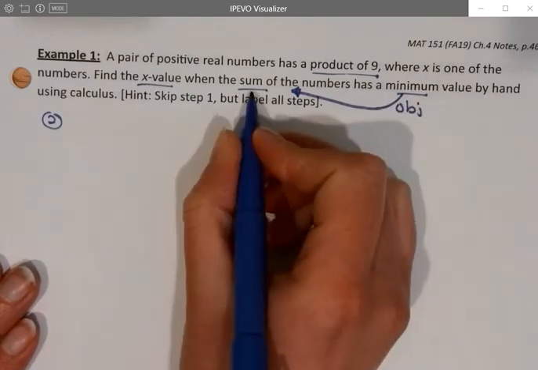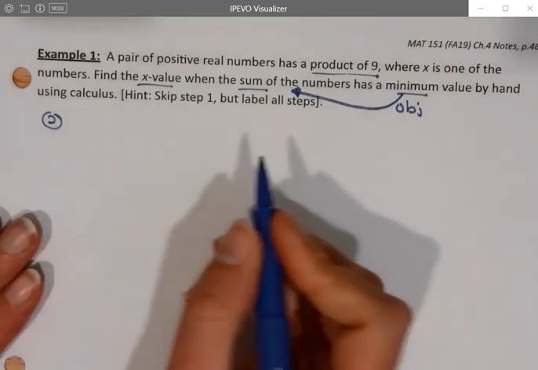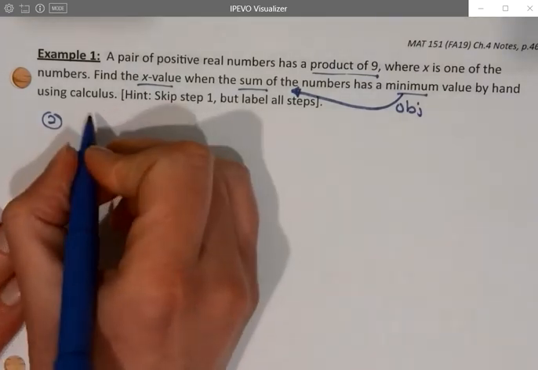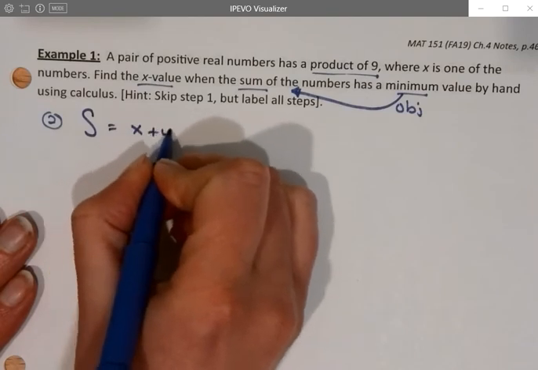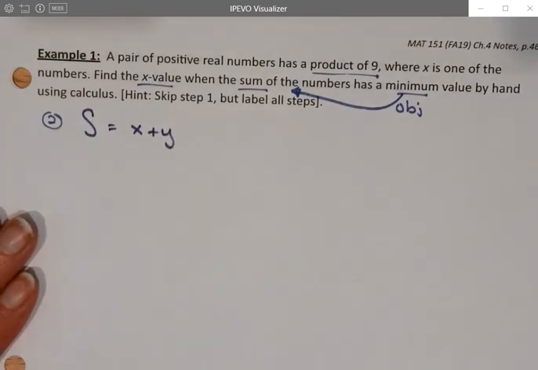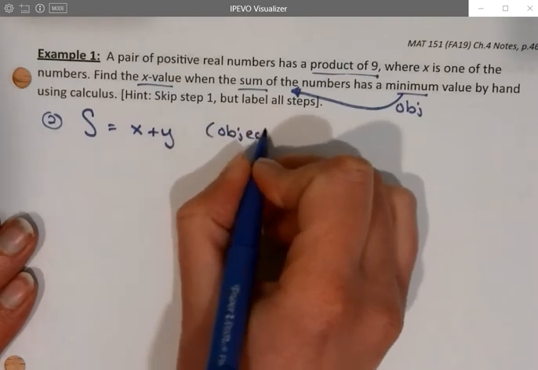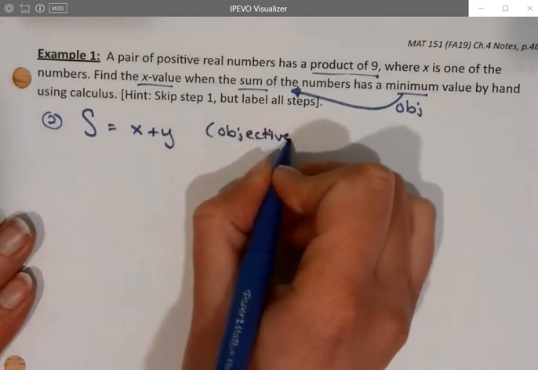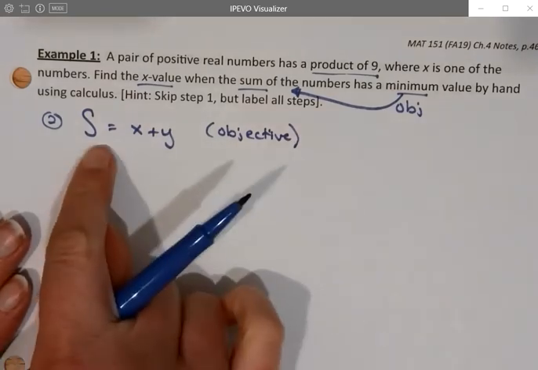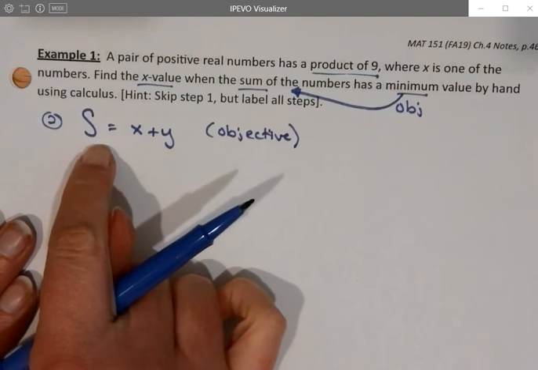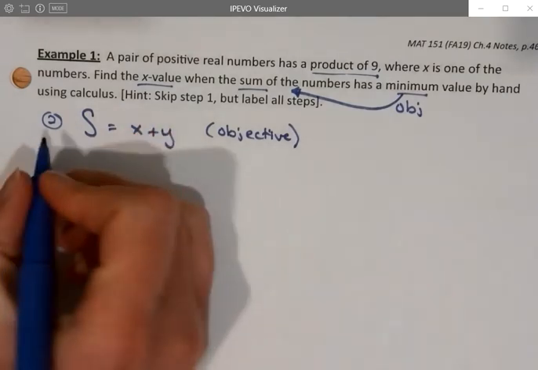And so my objective is a sum, and so if I have two numbers, I can call them x and y, and I want their sum to be a minimum. So I'm going to use s for sum equals x plus y, and that's my objective. Okay. Now, clearly that has too many variables. What I want to get it down to is a function s of x, perhaps, so that I have one independent variable. I have two right now, so we're going to change that with the constraint.